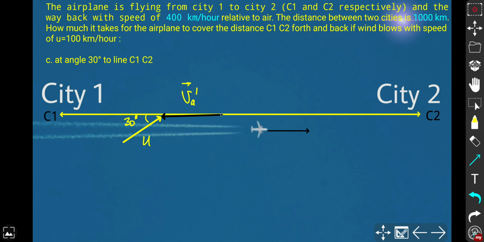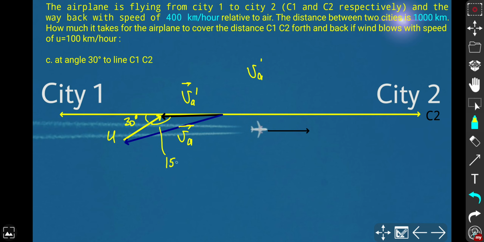Okay, so probably I just erased that quickly. Let me set up again. So that's U, and let's mark as blue the one from here to here. That's going to be the actual VA velocity. So how do we figure out the relative velocity VA prime? In that case, we can set up the angle right here, which is 150 degrees, because it's an adjacent angle.